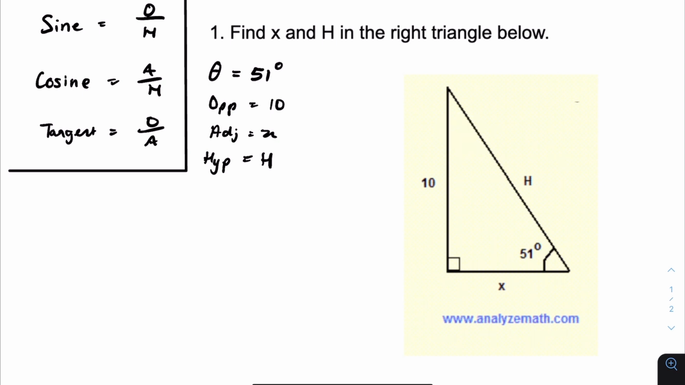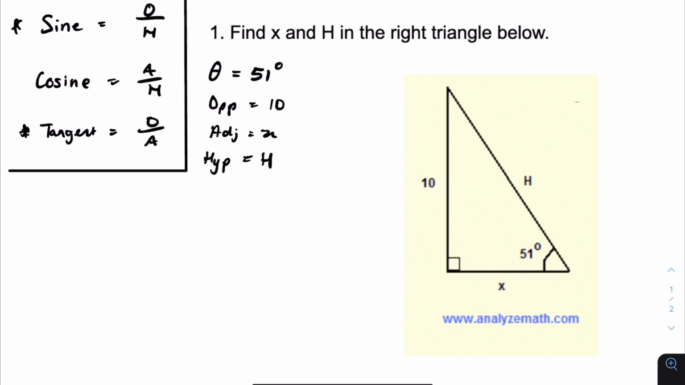Based on using 51 degrees, we have the opposite, but we need to find the adjacent and the hypotenuse. So based on the fact that we have the opposite, we can actually use the two equations on our top left board of equations in order to solve for h and x. So sine and tangent are applicable here because they both contain the opposite, and we only have one variable that we need to solve in each of these instances.